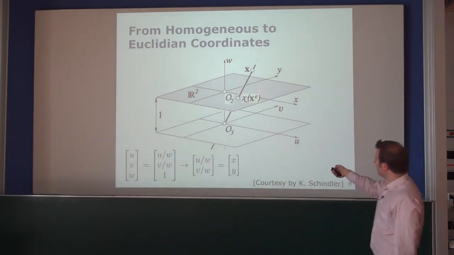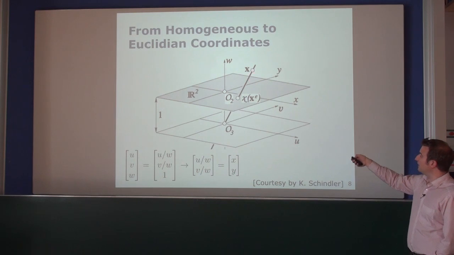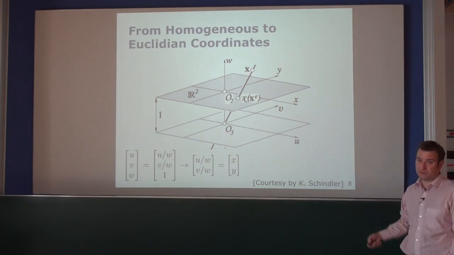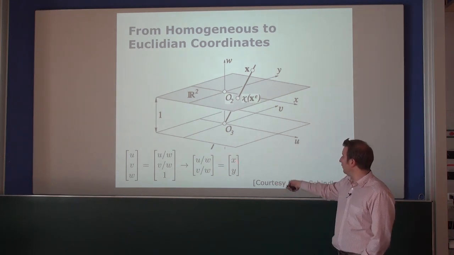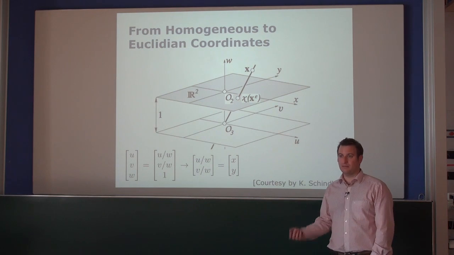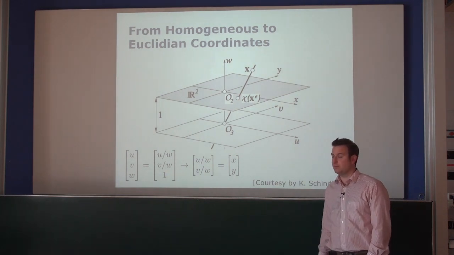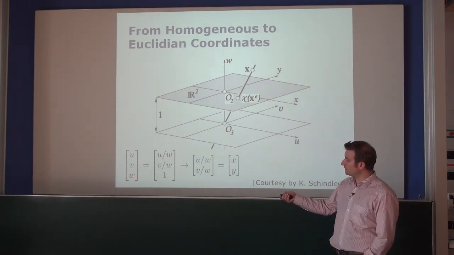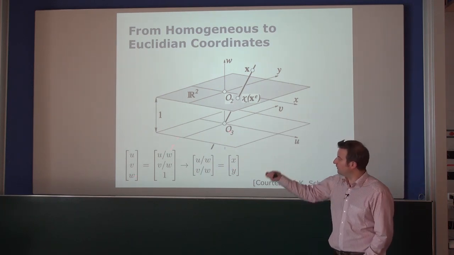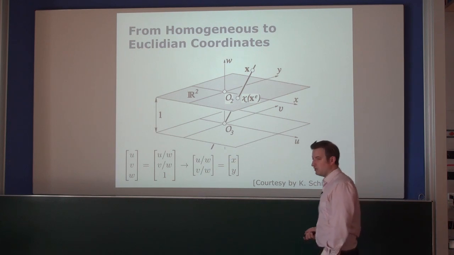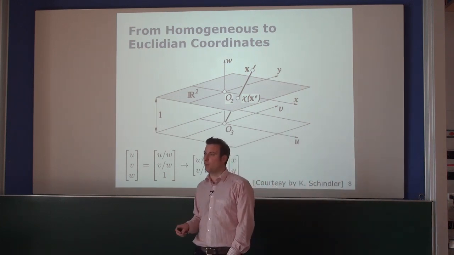So if you want to map from any point on that line, we just divide all coordinates by the third coordinate. That means the third coordinate gets 1, so it moves down here onto that plane, and then we have our coordinate in the Cartesian space. So from normalizing, we go to the Cartesian space. If you want to go from the Cartesian space to the homogeneous space, we just have to add a new dimension and put a 1 in there.